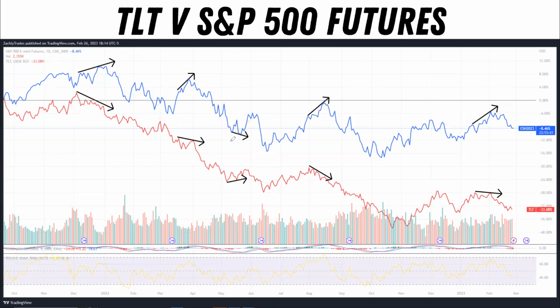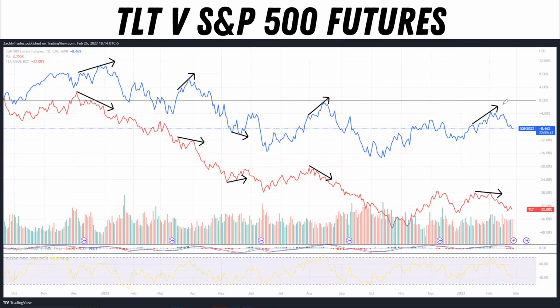Now, it also does it to the upside. So in this case right here, we have the S&P 500 making lower lows while TLT is making higher lows. And what do we see? The S&P 500 follows. And this has happened multiple times throughout the past year and been a really, really good leading indicator.